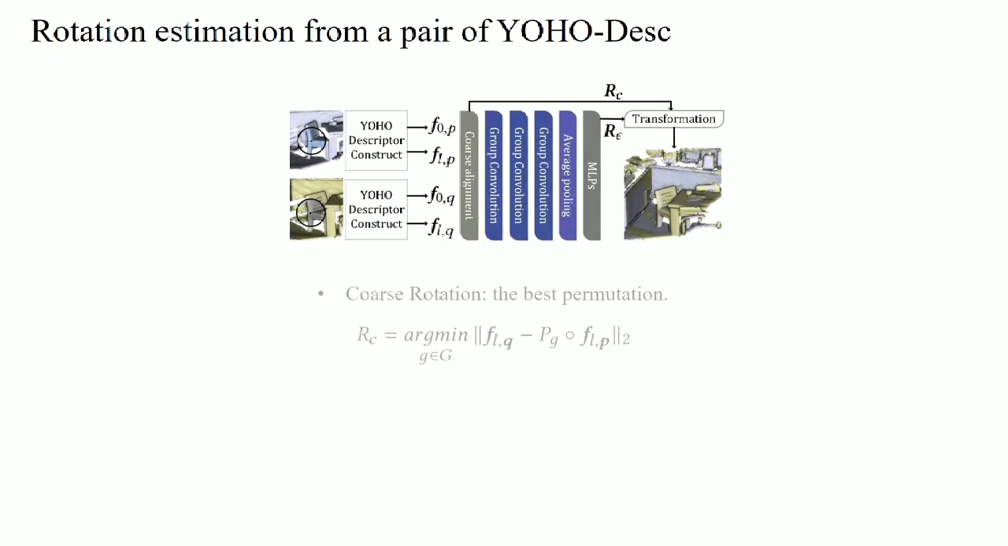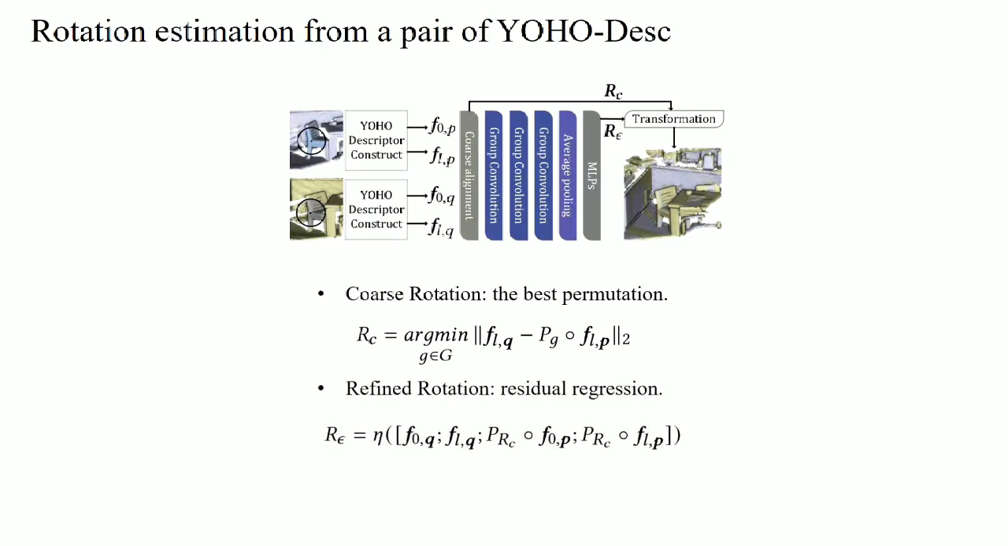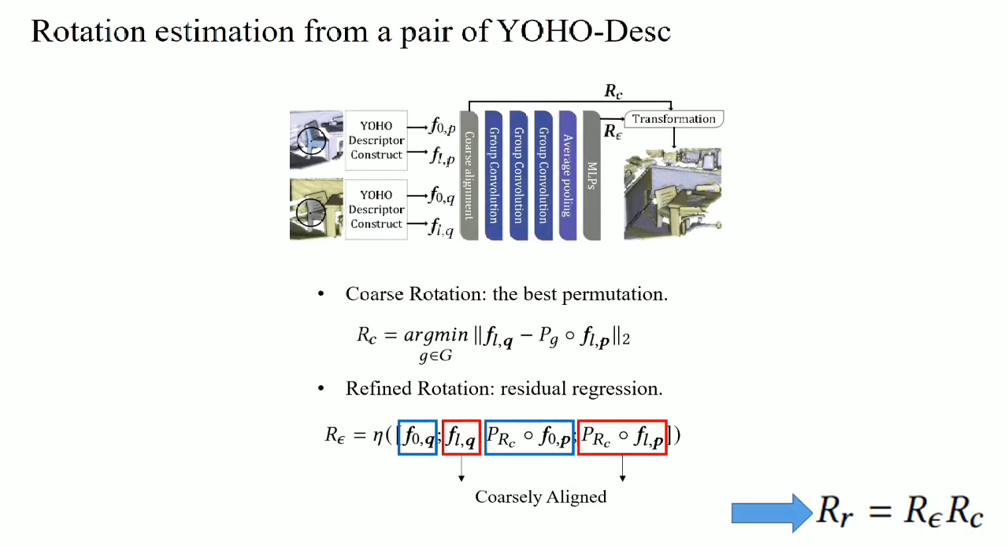We first define a coarse rotation as the group element that is closest to the real rotation. It can be calculated by retrieving the best alignment permutation. However, due to the residual between the real rotation and the coarse rotation, the paired YOHO descriptors cannot exactly align by the coarse rotation. Thus, we can regress it from the coarsely aligned YOHO descriptor pair. It means the alignment residual indicates the residual between the coarse rotation and the real rotation. And the final rotation is the multiplication of the coarse rotation and the regressed rotation residual.